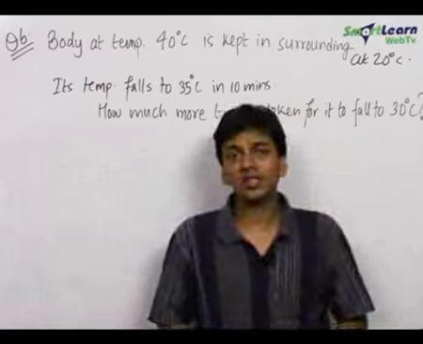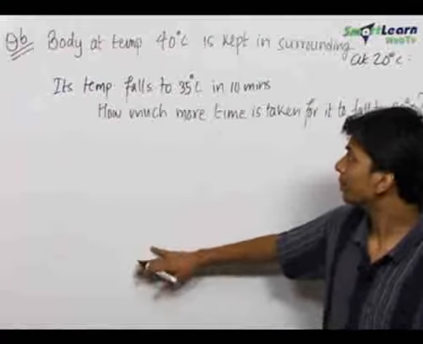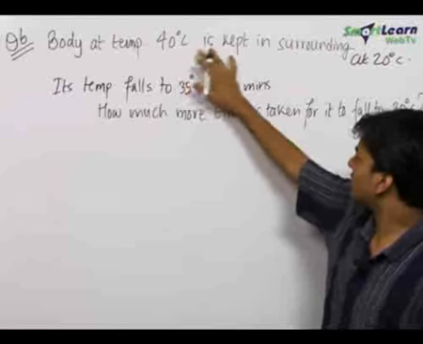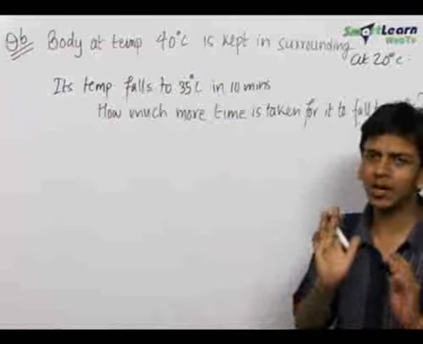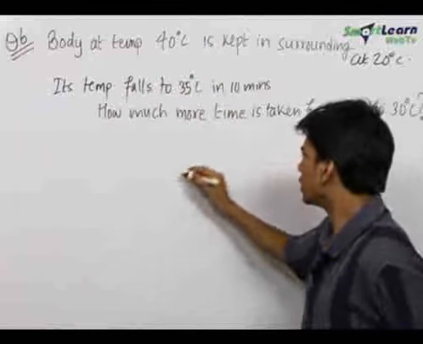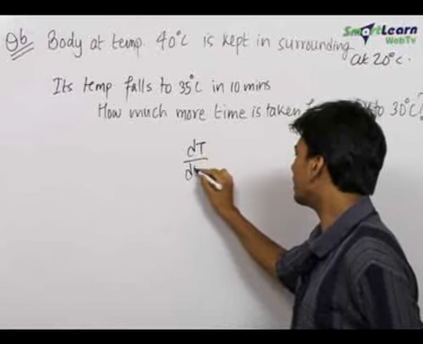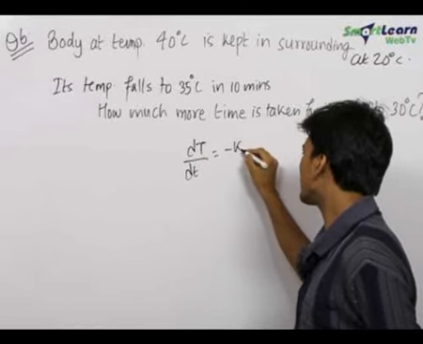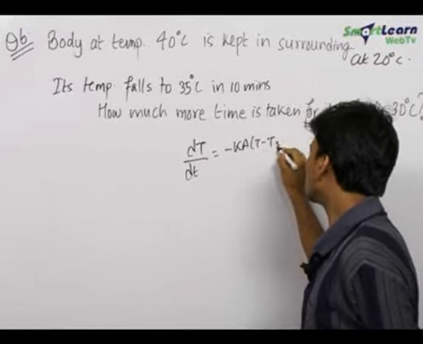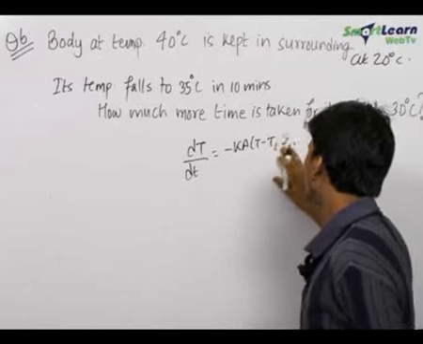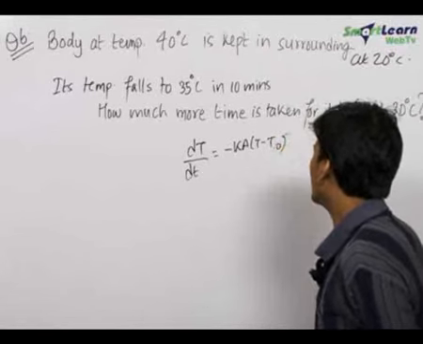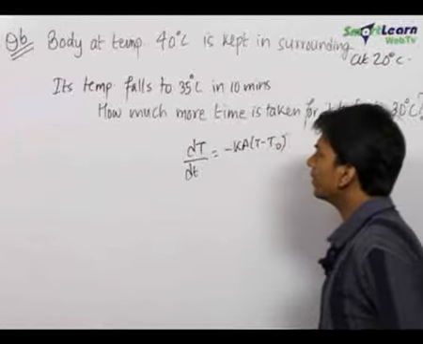This question that we have is a simple application of Newton's law of cooling. Whenever you see changes in temperature related to time, think about Newton's law of cooling. So Newton's law of cooling states dT/dt is equal to minus KA into (T minus T surrounding). Let this be T naught. So we know this as Newton's law of cooling.